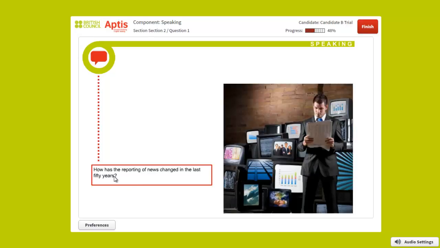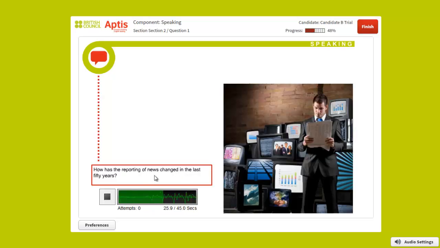Here, how has the reporting of news changed in the last 50 years? Yes. How has the reporting of news changed? You speak about the technique, the technology, the reporters, how the actions can be moved to you in your country, the impression of the reporter himself or reporters, the media, the mass, the press.